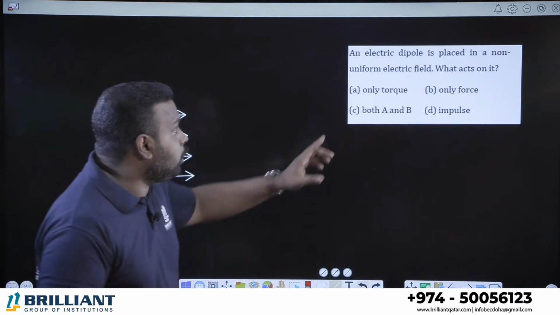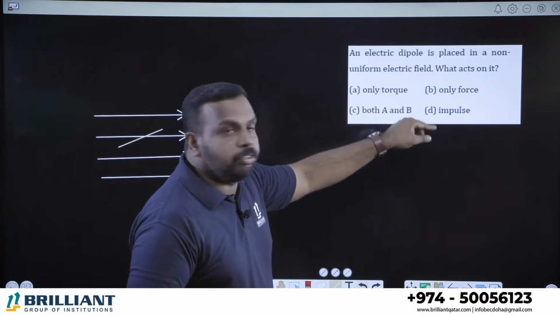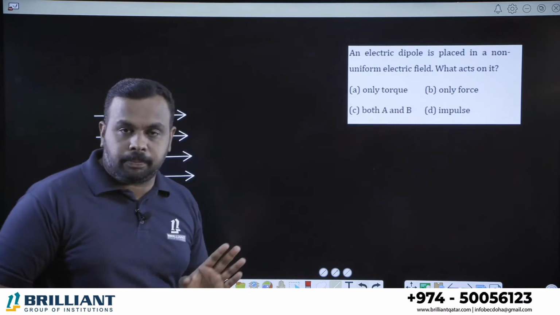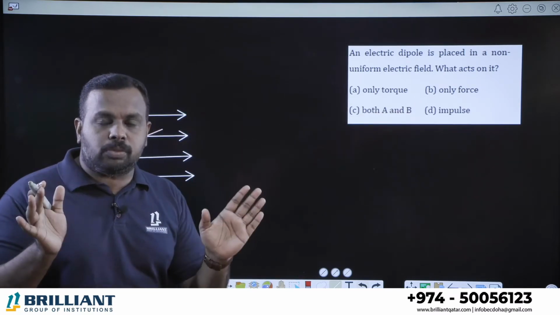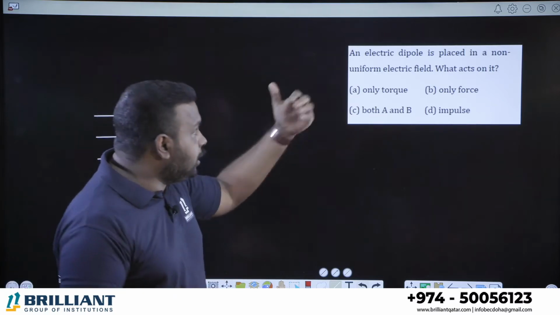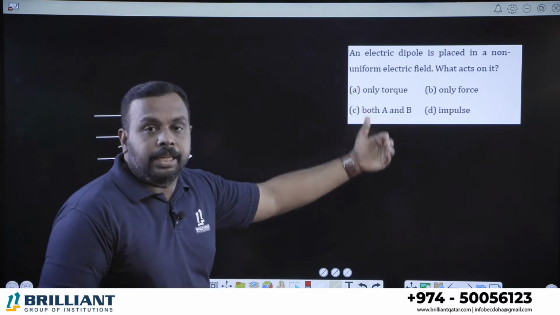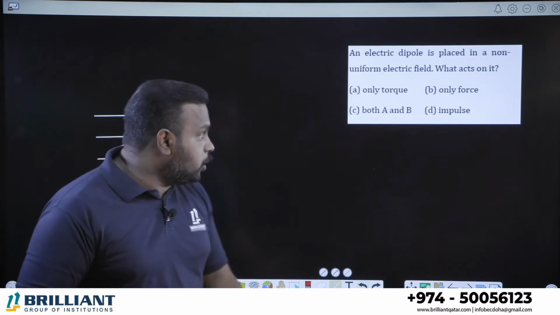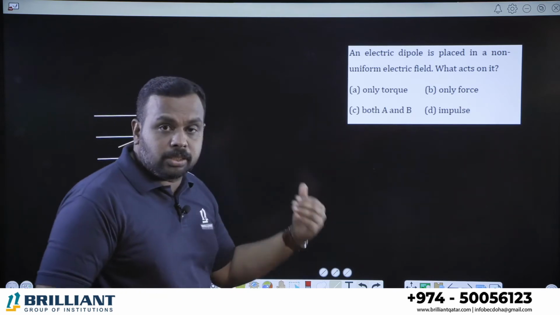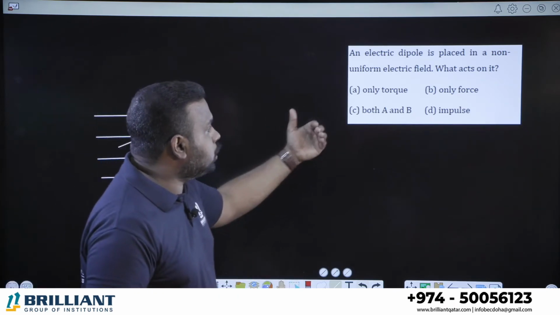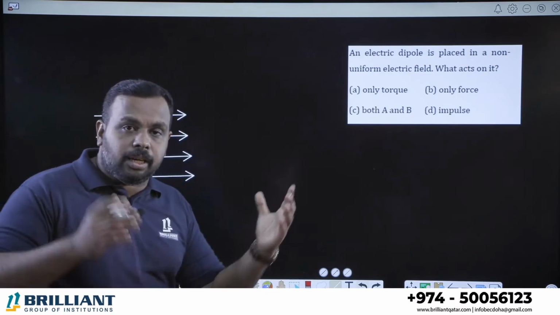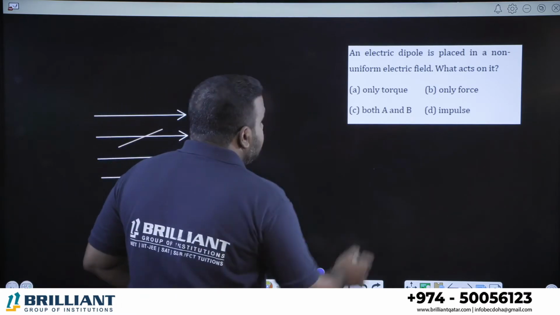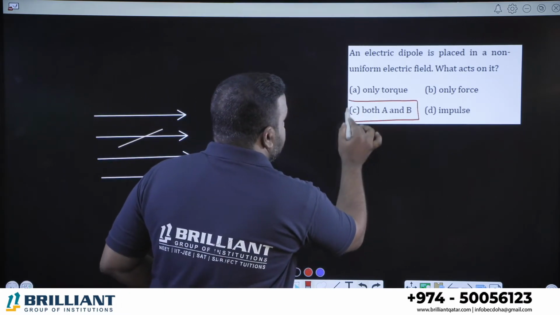So you have to be careful. Dipole is placed in a non-uniform electric field. If the question is in a uniform electric field, our answer is only torque. In a uniform electric field, net force will be 0. The answer is only torque. But in this question, it is a non-uniform electric field. In a non-uniform electric field, definitely the net force will not be 0, and at the same time, torque will also be there. So the answer for this question is both A and B. That means a dipole in a non-uniform electric field will be experiencing a net force as well as a torque. So our answer is both A and B.